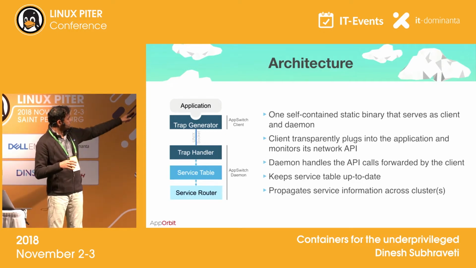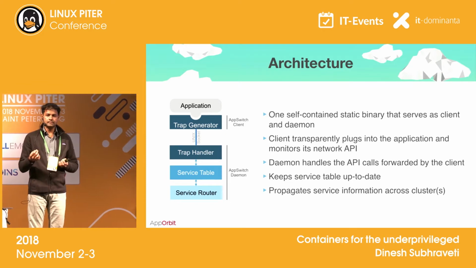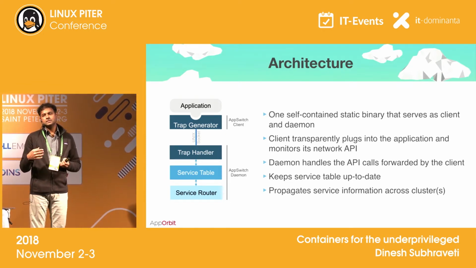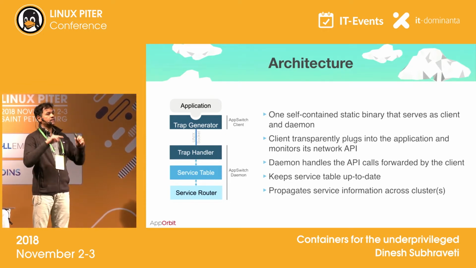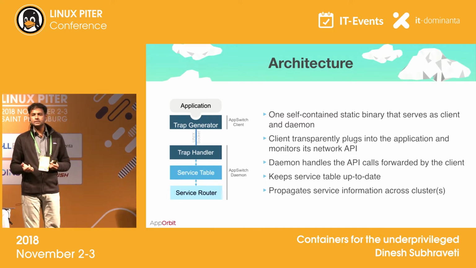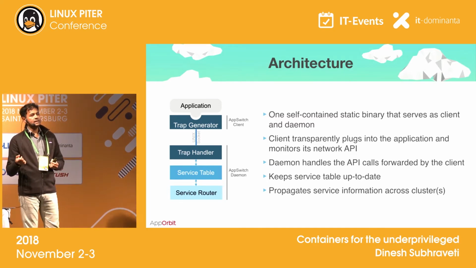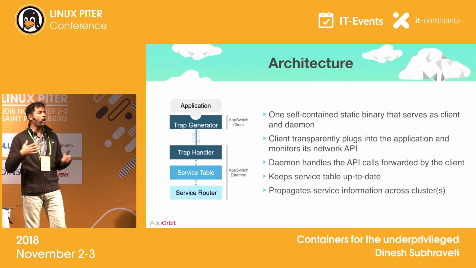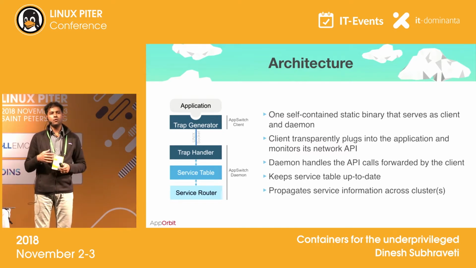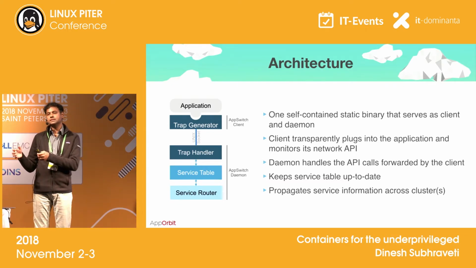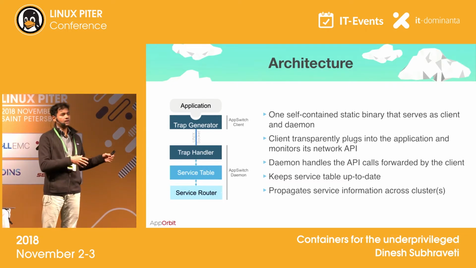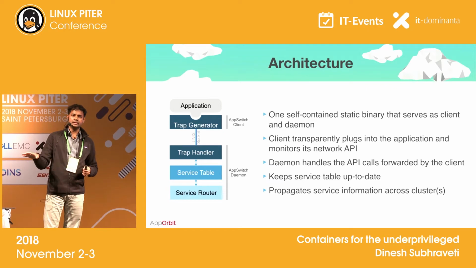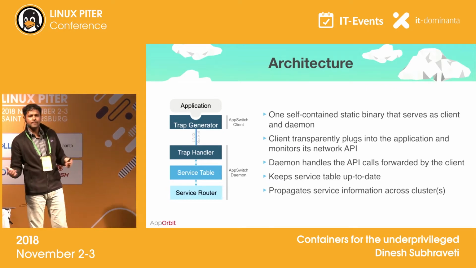So those two, the trap generator and trap handler, are connected with the Unix socket. What happens is, when the application running inside the network namespace is making these calls, those calls are actually implemented on the host by this trap handler. So basically all of the network for the application is conducted by this trap handler on behalf of the application running inside the container. By the way, the container itself is not needed.